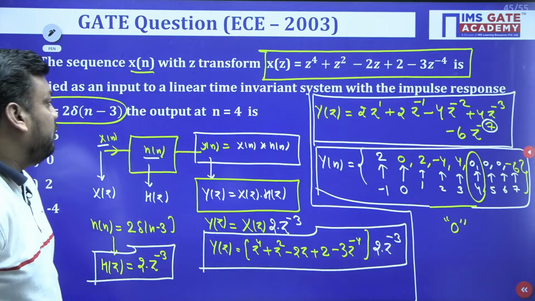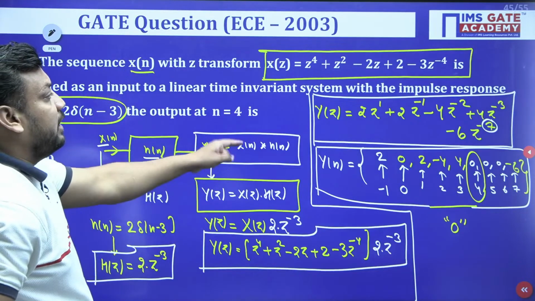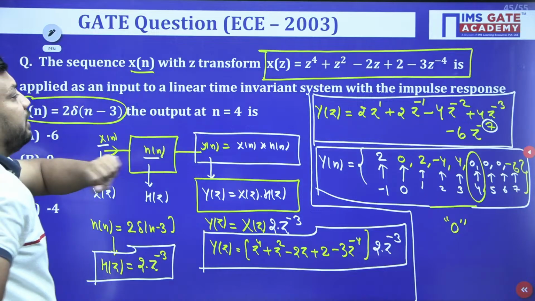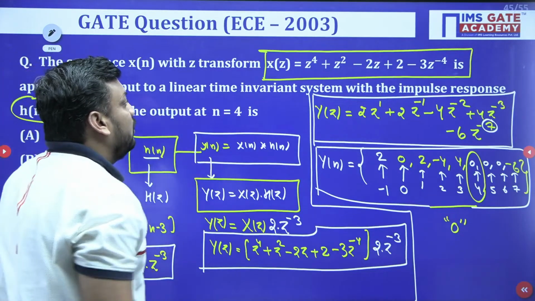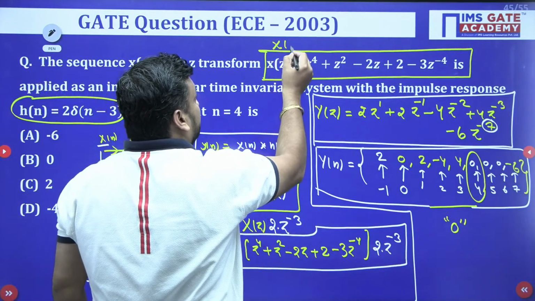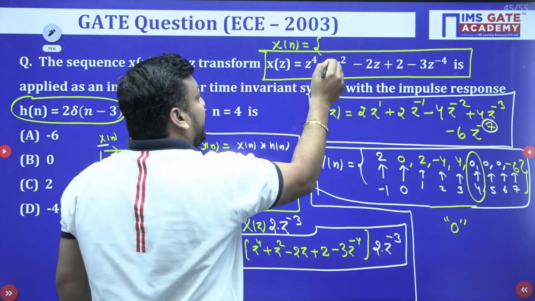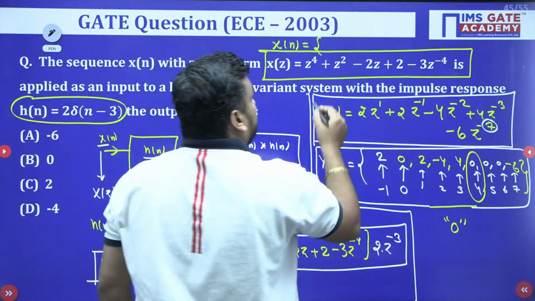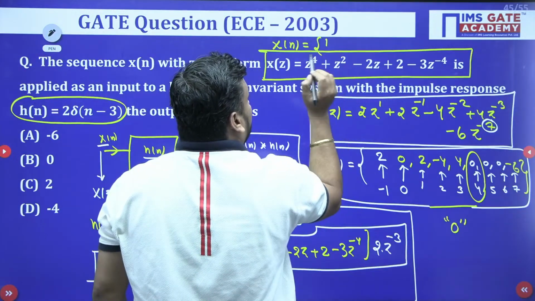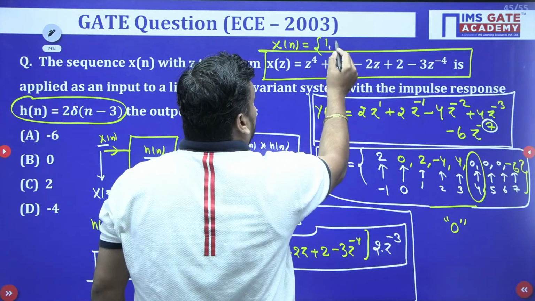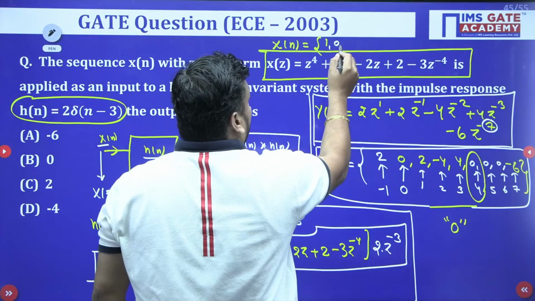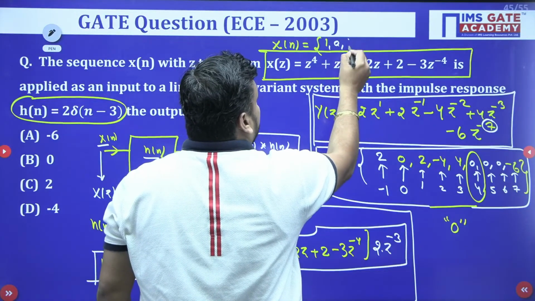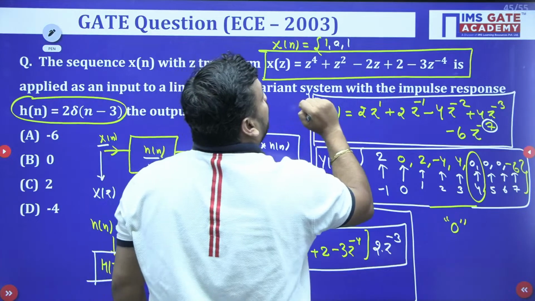What is a smart approach for this? If I apply convolution, again we have a smart approach. The method number 2: can you write the x of n sequence from here? Yes sir, z to the power plus 4 means 1, z to the power plus 2 is 4... this is the minus 3 location, minus 4 location, minus 3, minus 2 location is again 1, this is z squared. Yes or no?